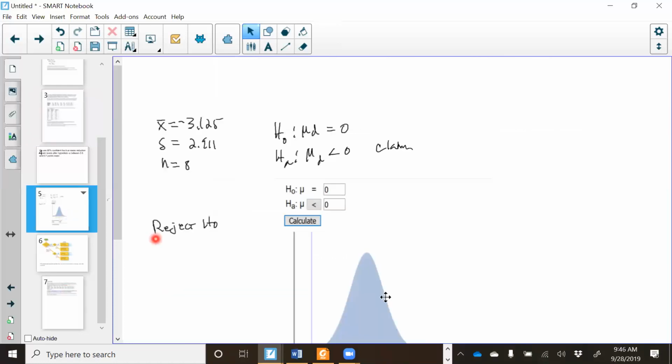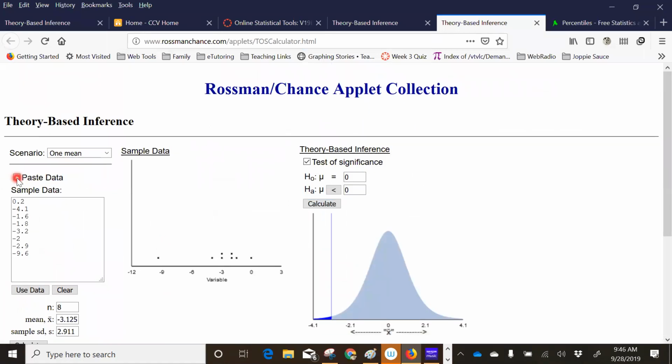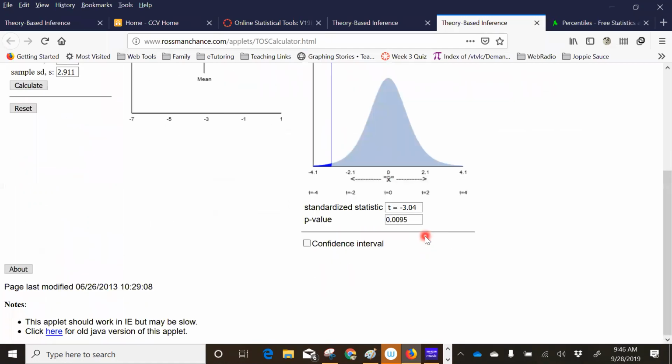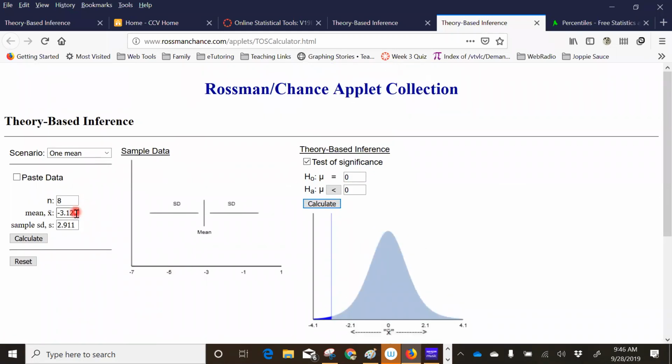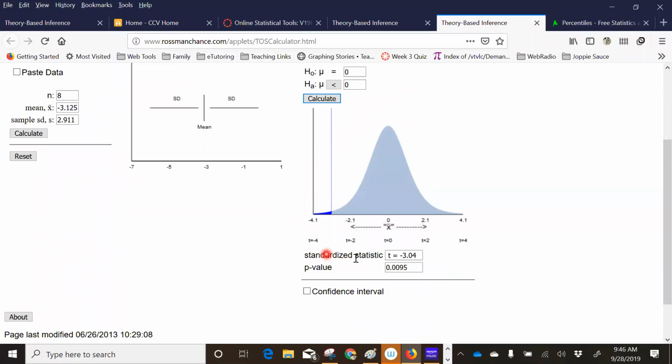What you can do is come back to that applet, and instead of using data, remember how I had to paste in the data? It asked me, what's your mean and standard deviation? Of course, it already calculated it from before, but you can type it in right there and then calculate the test statistic and see how you get the exact same values. So you don't have to use the data every time. You can use summary statistics to get that, which is honestly easier if you ask me.